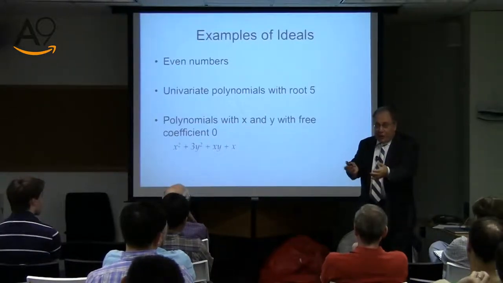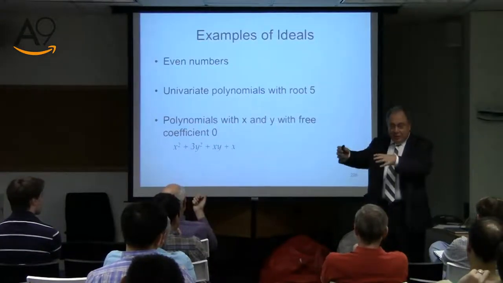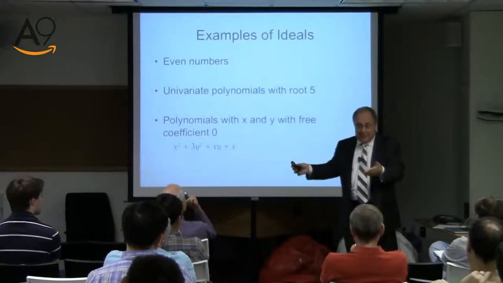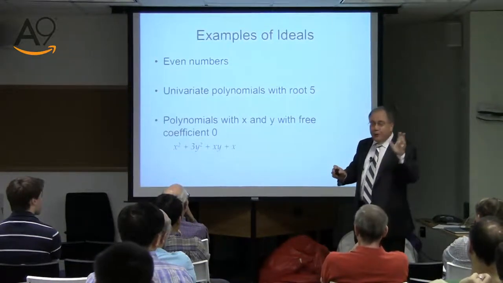Right? Because again, if you had two of them, you're not going to get a free coefficient. It's not going to be some combination of x and y's plus 7. And if you multiply such a thing by anything, it's still going to be of this form. It's a very, very important ideal, as we shall see. It plays a central role in abstract algebra, as we shall see, to prove something.